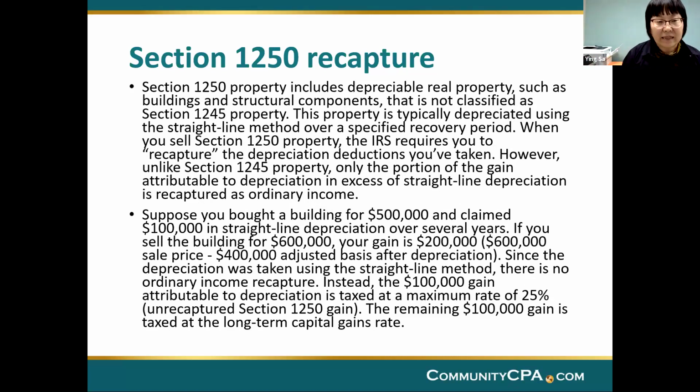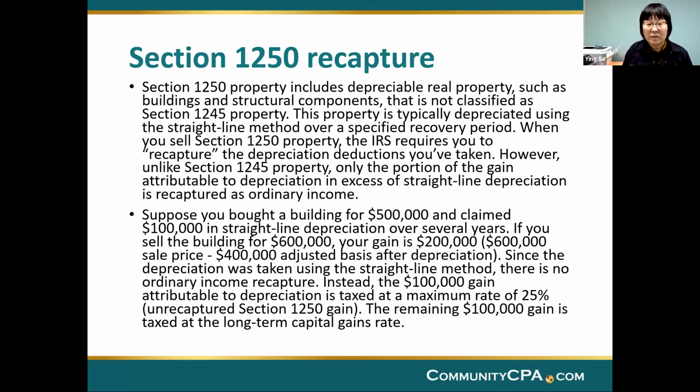Let's take a look at 1250 recapture. We're just going to look at that example. Suppose you bought a building for $500,000 and claimed $100,000 in straight line depreciation over several years. If you sell the building for $600,000, your gain is what? It's $600,000 minus the book value. The book value was the $500,000 you bought it for minus your depreciation of $100,000, so $400,000. So you get a gain of $200,000.